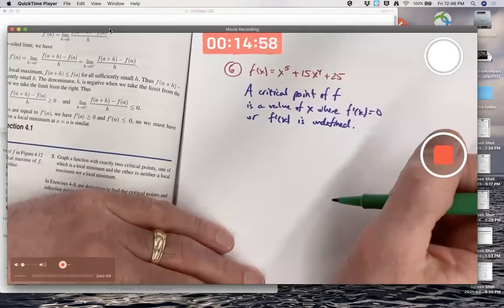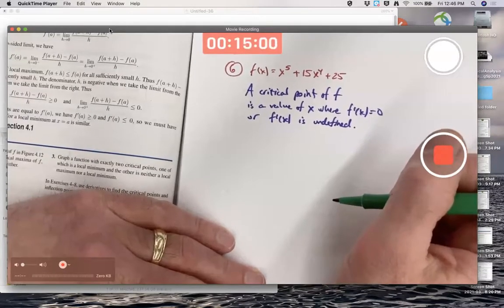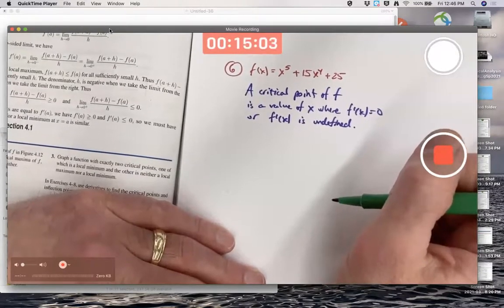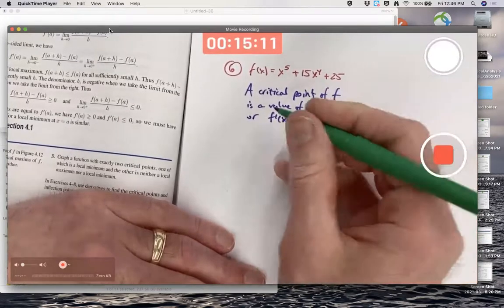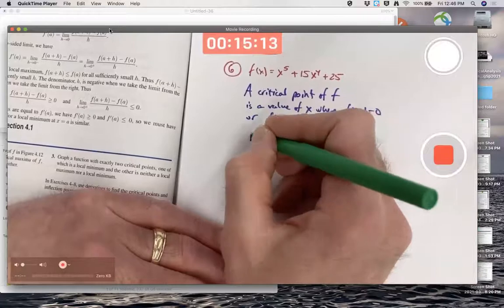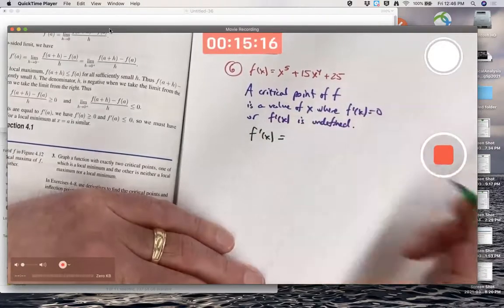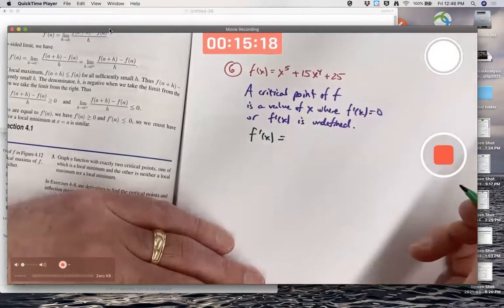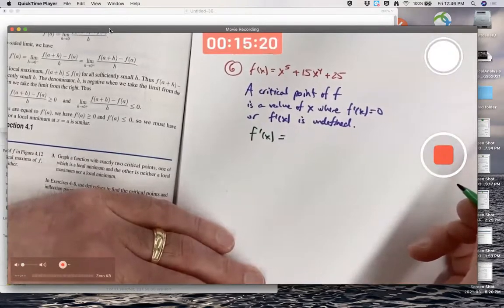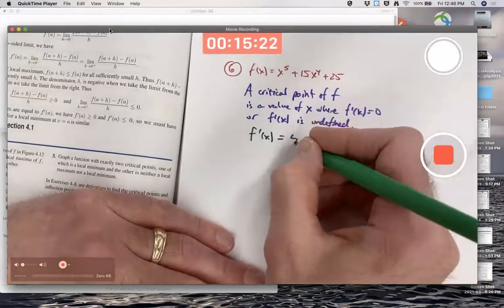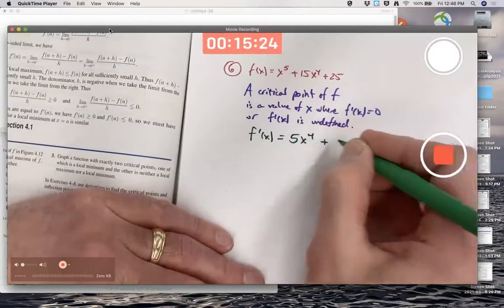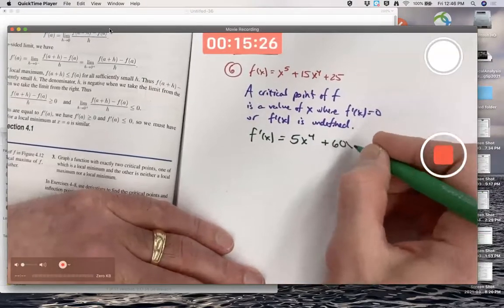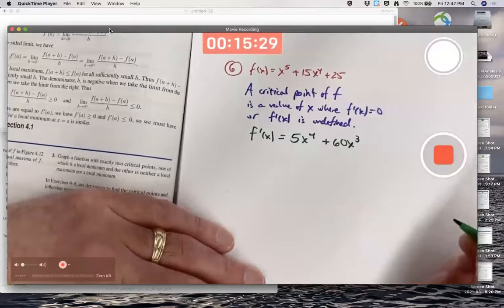By the way, try your best to be in math mode here, in the math zone, right? Pretty much every word I say is important. So really do your best to pay attention. F prime of x, what is that? Well, that's a pretty easy derivative problem, right? You're used to this kind of thing. 5x to the fourth plus 60x cubed plus 0.